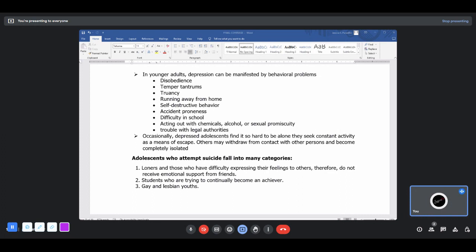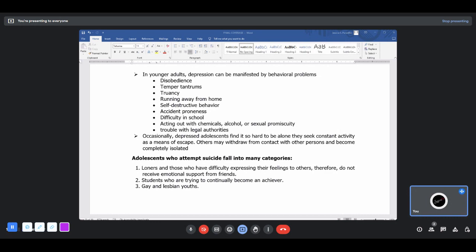Okay? Occasionally, depressed adolescents find it so hard to be alone and they seek constant activity as a means of escape. Others may withdraw from contact with other people and become completely isolated. Nagkukulong na lang sila. Okay, we have the adolescents who attempt suicide fall into many categories. First one, loners and those who have difficulty expressing their feelings to others, therefore do not receive emotional support from friends. So sila yung mga nagfo-fall to attempt suicide, okay?